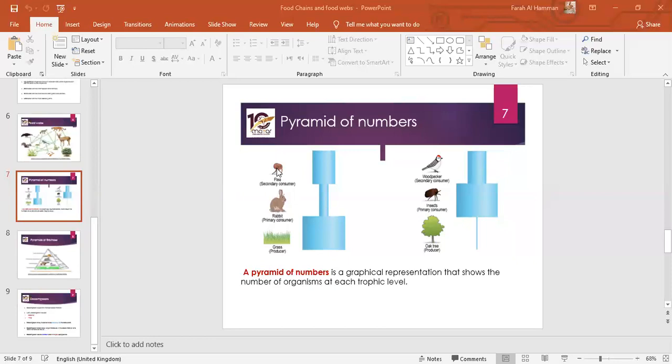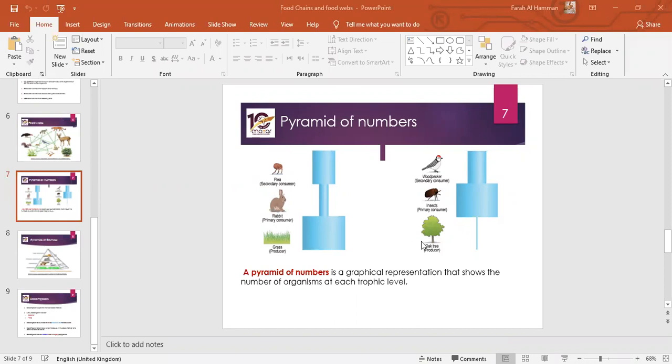But still, the number of fleas will be less than the number of grasses in this food chain, because we said rabbits feed on about 20 pieces, whereas each rabbit will have about 10 fleas on its body. So when I want to construct the block to represent the number of fleas in the food chain, I will draw this block larger than the block for the number of rabbits, because the fleas are more than rabbits. But at the same time, the block for fleas must be smaller than the block for the grasses, because the number of fleas is less than the number of grasses.